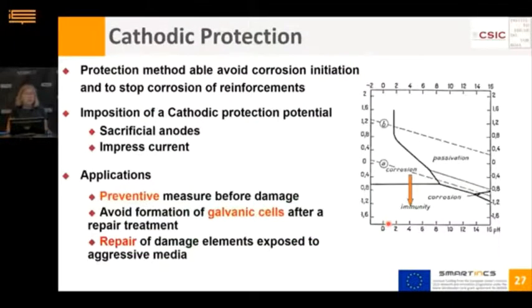What about the other protection method, the cathodic protection? The cathodic protection really is an advantageous method in the sense that it's able to avoid corrosion initiation, but also to stop corrosion that has been initiated. That is very interesting, but it means that it has to be controlled during the service life of the structure.